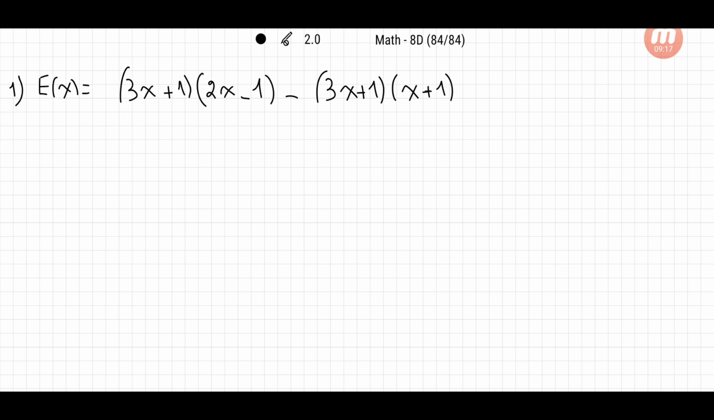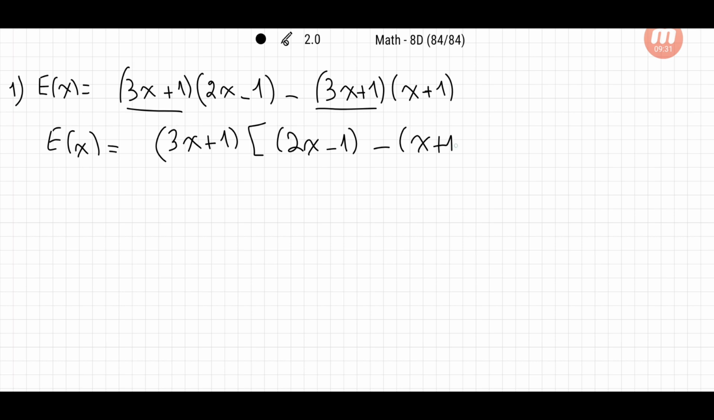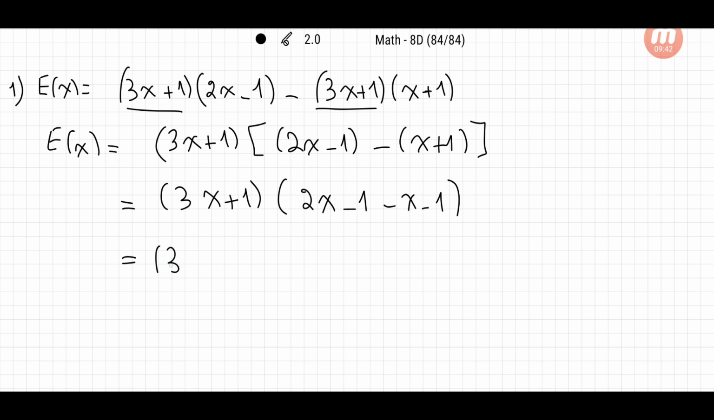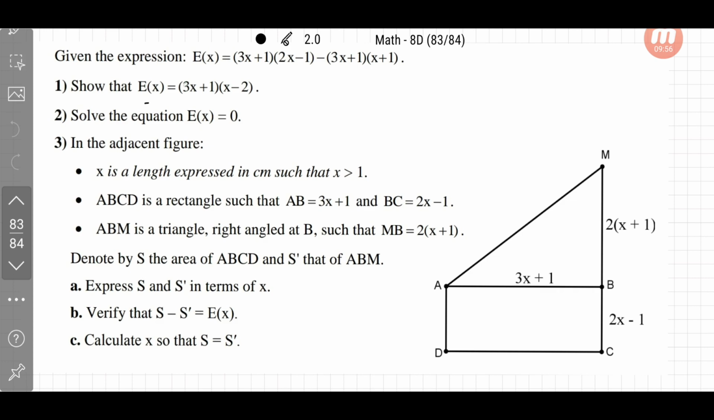So let's factorize. E(x) equals, I can take 3x + 1 as a common factor, I'm left with (2x - 1) - (x + 1), equals (3x + 1)(2x - 1 - x - 1), it is equal to (3x + 1)(2x - x is x, minus 1 minus 1 is minus 2), so this is E(x) = (3x + 1)(x - 2), so I verified it.